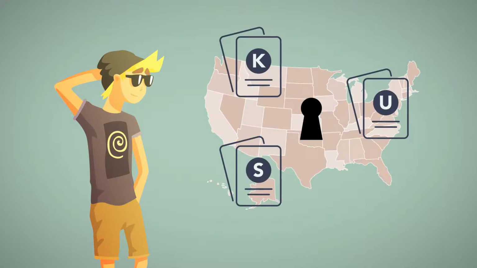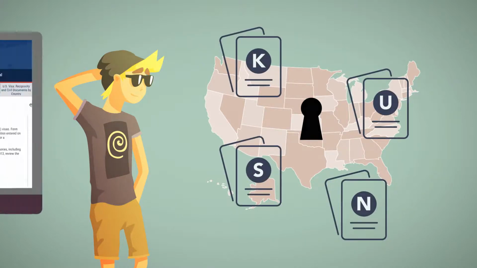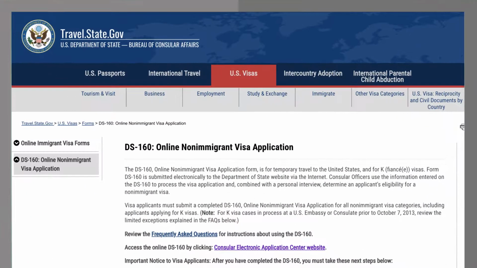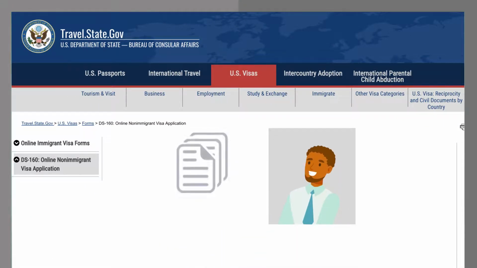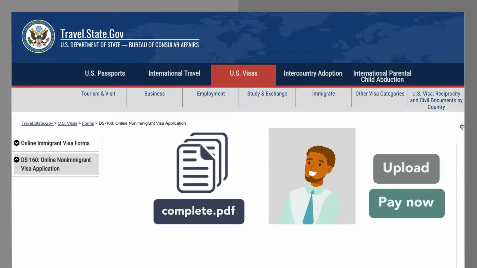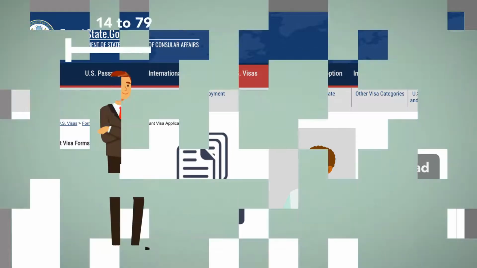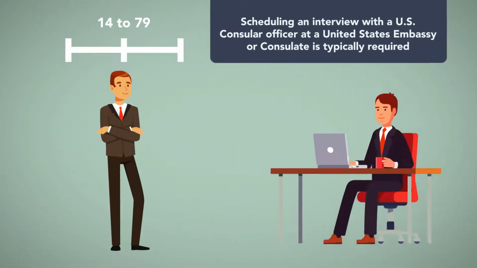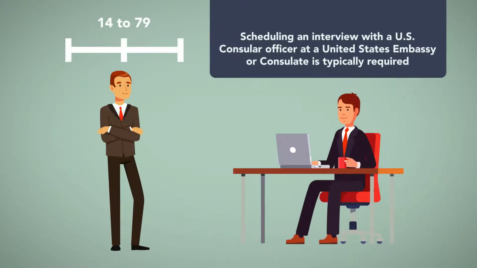The standard procedure to get a non-immigrant visa to enter the United States begins with knowing which type of visa to apply for. The visa application, Form DS-160, can be completed online. A proper photo of the applicant must be uploaded with the completed DS-160 along with the payment of an application fee. For applicants aged 14 to 79, scheduling an interview with a U.S. consular officer at a United States embassy or consulate is typically required.